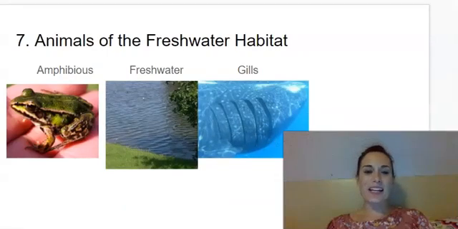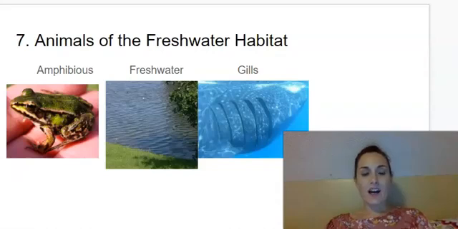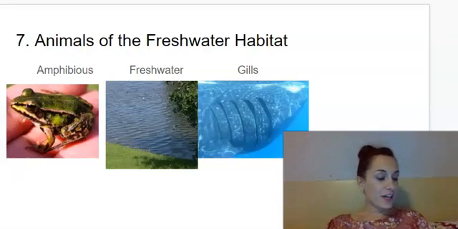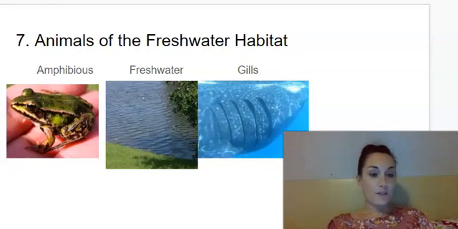Hi, first graders. We're on Knowledge 8, Lesson 7, Animals of the Freshwater Habitat. Our first vocabulary word is amphibious. Say amphibious. Amphibious means you're able to live in both the water and on land. The next word is freshwater. Say freshwater. Freshwater is related to water that is not salty. And the last word is gills. Say gills. Gills is the part of the body that fish and other underwater animals use to breathe.